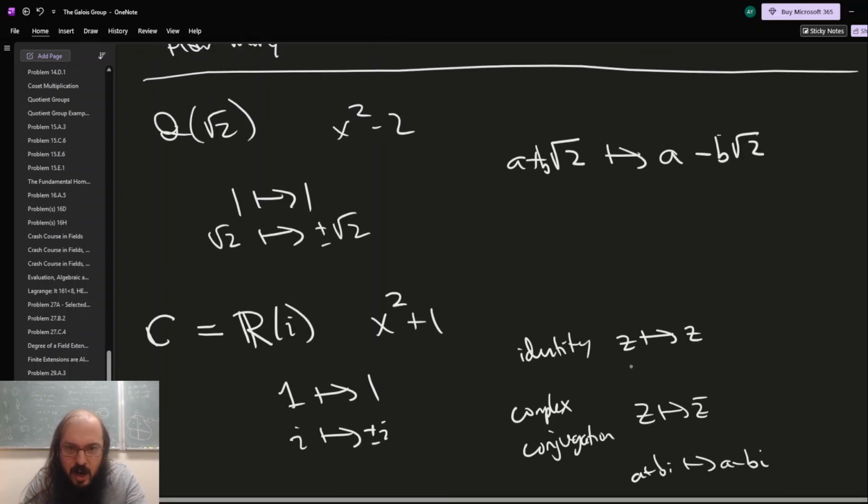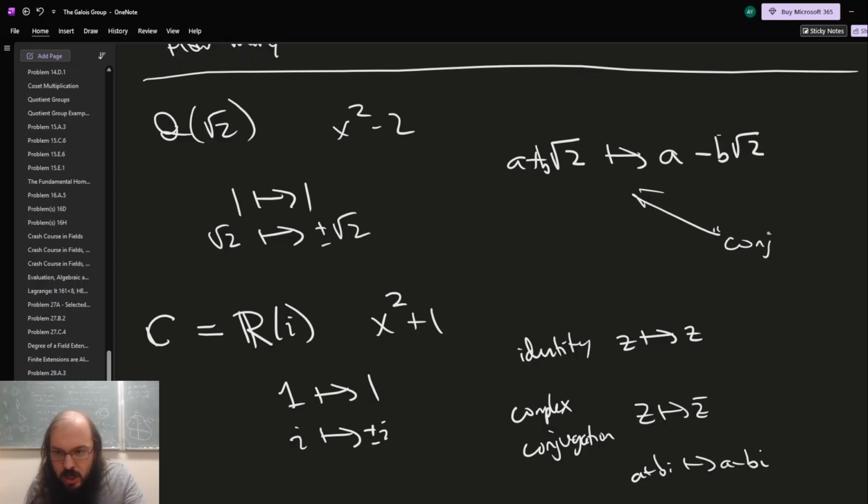So oftentimes, for this reason, we will also call this conjugation as well. And in fact, maybe some of you already do that when you explain things like rationalizing the denominator. I don't know if that terminology is super common, but I remember when I was in school being specifically told that this is called the conjugate of this.